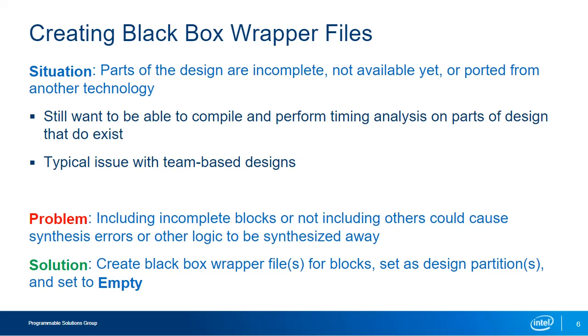The solution is to, of course, use incremental block-based compilation, but insert black box wrapper files as placeholders for the missing or incomplete blocks. The black box can be set as a design partition with the empty assignment enabled after analysis and elaboration. As seen earlier, the connections to and from the empty block will be maintained, allowing the rest of the design to compile as if the missing or incomplete block was in place. Simply replace the black box wrapper file with the completed code or IP once it becomes available. Disable the empty assignment and recompile the design.